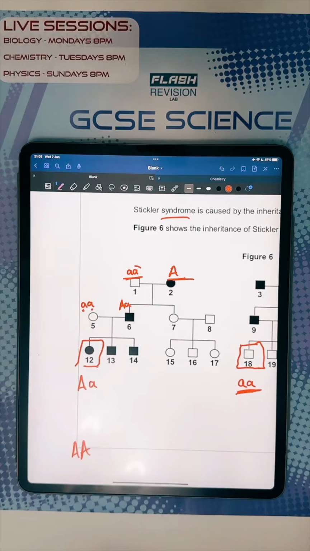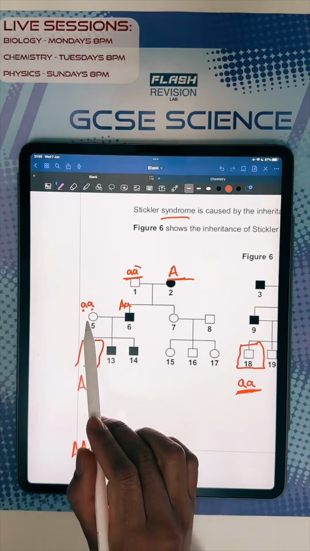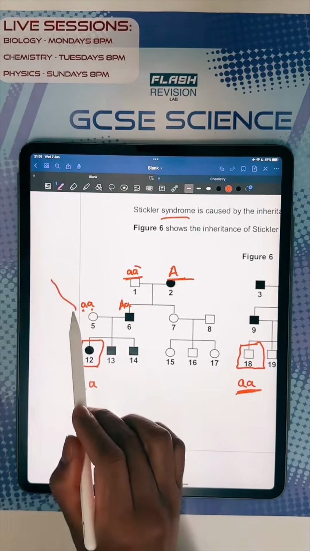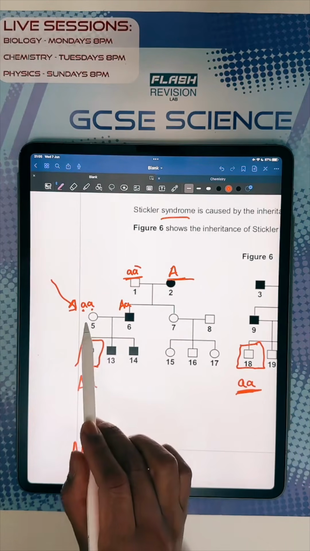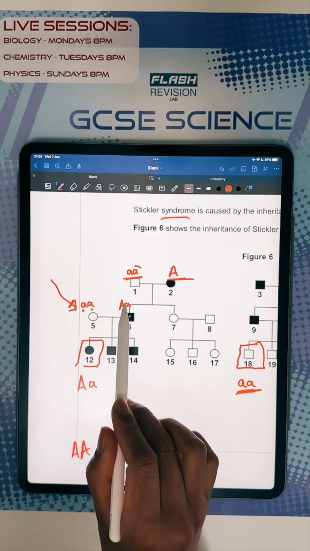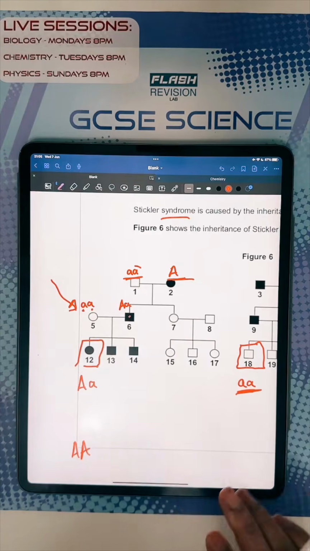Yeah, okay, good. How's the other one not got the disease? This person's not a child. This is another person who's come from another family and married this person. This isn't a child. They're only a child if they're connected with those 2 lines.